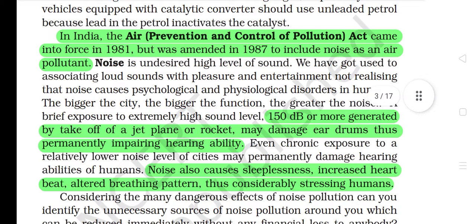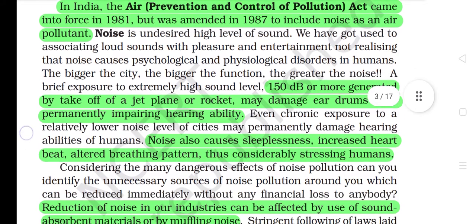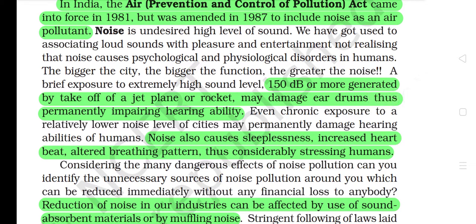In India, the Air Prevention and Control of Pollution Act came into force in 1981 but was amended in 1987 to include noise as an air pollutant. Noise is undesired high level of sound. We have got used to associating loud sounds with pleasure and entertainment, not realizing that noise causes psychological and physiological disorders in humans. The bigger the city, the bigger the function, the greater the noise.